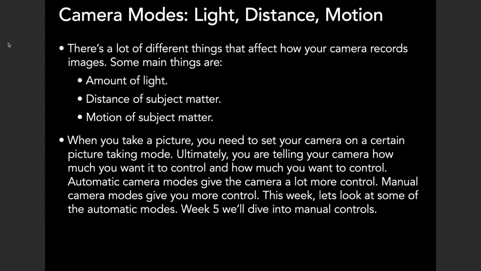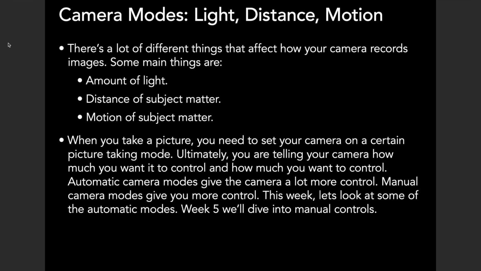So when you're taking a picture, you're setting what mode you want the camera to take that picture on. And the different modes are basically a balance between you saying, here's how much I want the camera to control, and here's how much I want to control. So the automatic camera modes give the camera a lot more control. The manual camera modes give you a lot more control, but you kind of have to understand how they work.